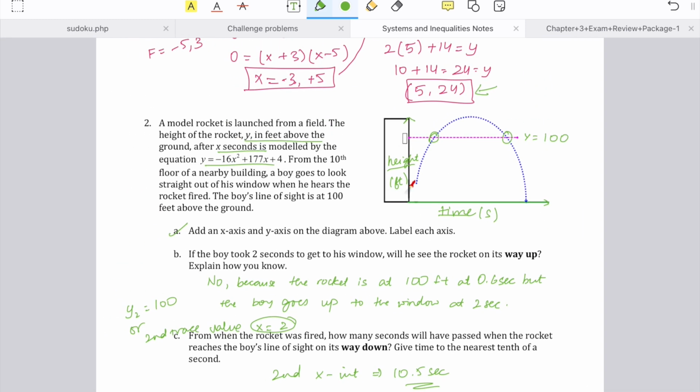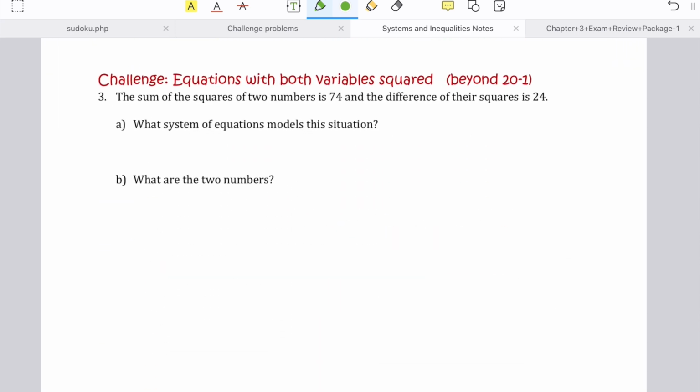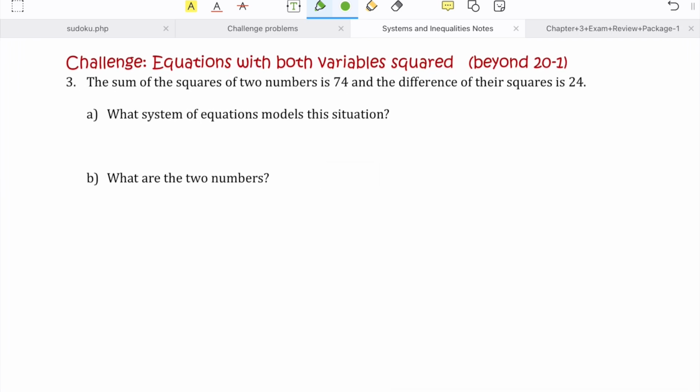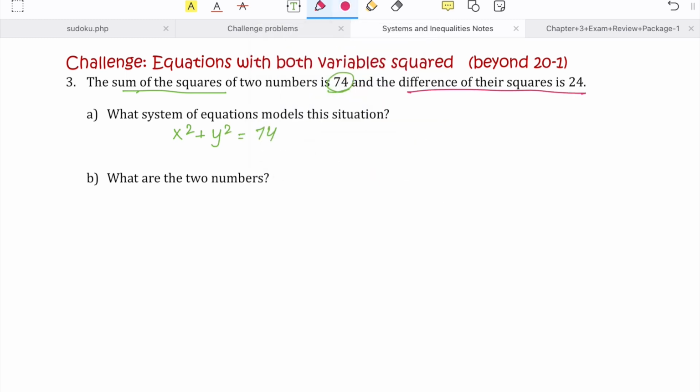You guys also did these types of questions in last unit, right? This is a challenge question. It's not that difficult though. So let's try doing it. Sum of the square of the two numbers is 74. So x squared plus y squared, you can say those are your two numbers. Difference of those, x squared minus y squared, is 24. These are my equations. What are the two numbers?